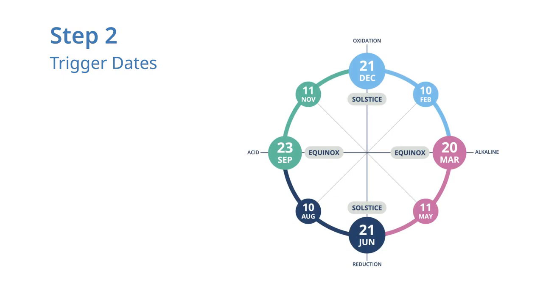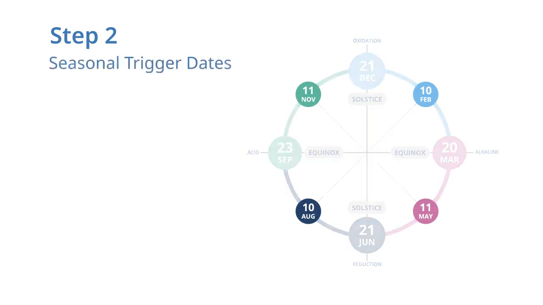Step 2. Trigger dates. Now that step 1 has been completed, the next step is to select the day when you are going to perform a reconnection. These ideal dates are called trigger dates. As you can see on the right side, there are 8 ideal dates called trigger dates. Seasonal trigger dates. The 4 intermediate dates representing the season's manifestation are spring, summer, autumn, and winter.